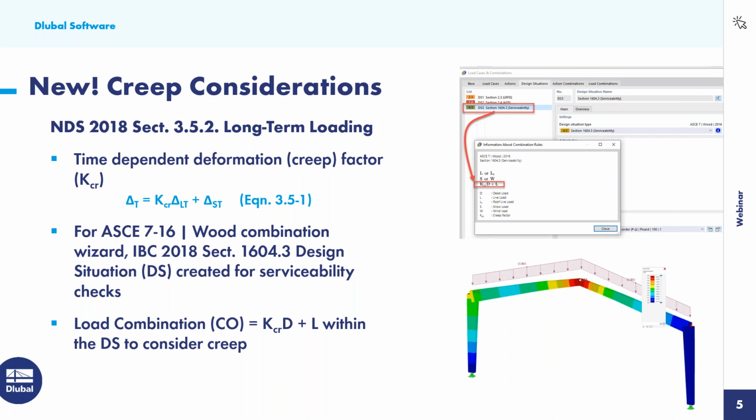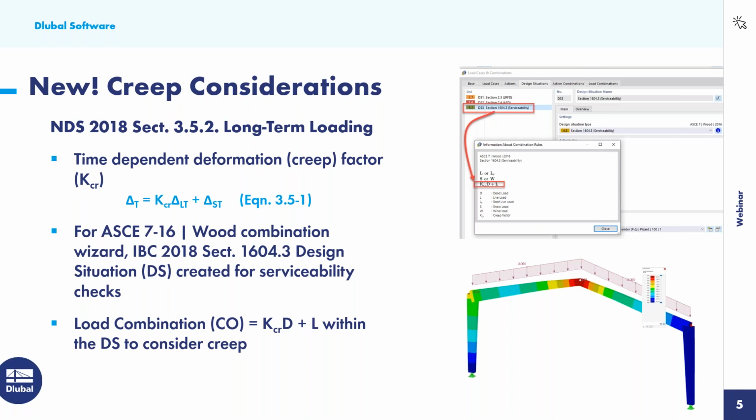And design situations will make a little bit more sense in just a minute, but I want this to be clear that we are actually going to reference the IBC 2018, and in particular section 1604.3, in order to generate the serviceability load combinations directly from the IBC for our serviceability checks when we go ahead and run the timber design. And within these load combinations designated within this design situation, one of them will include this creep factor multiplied by our dead load, in order to consider creep.